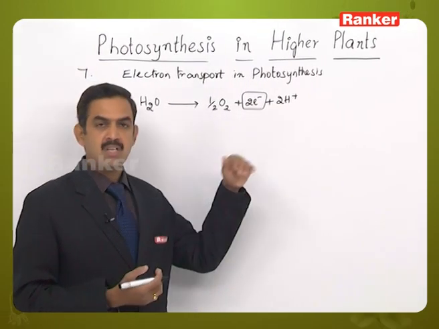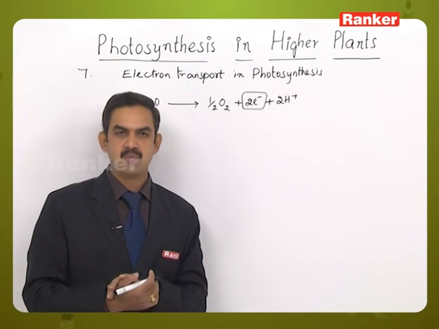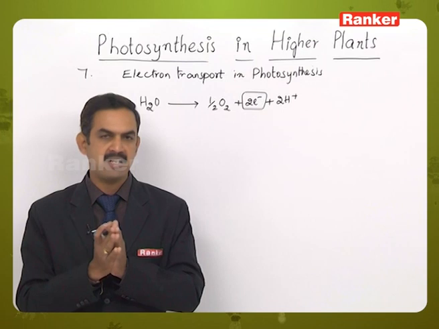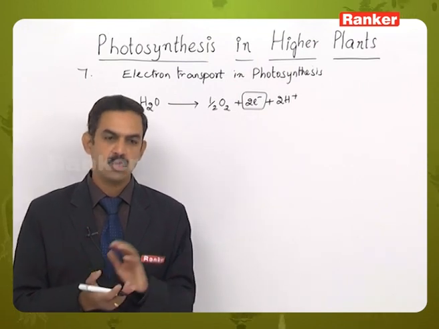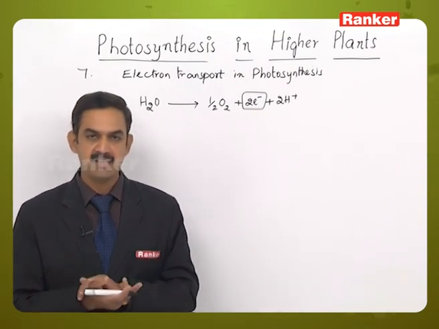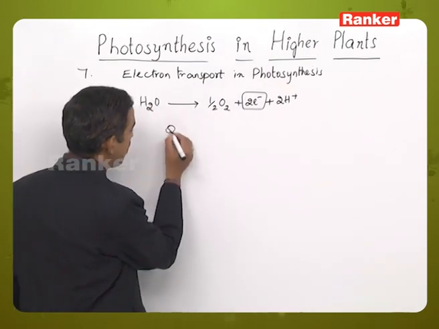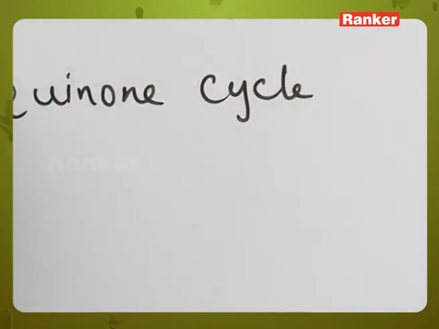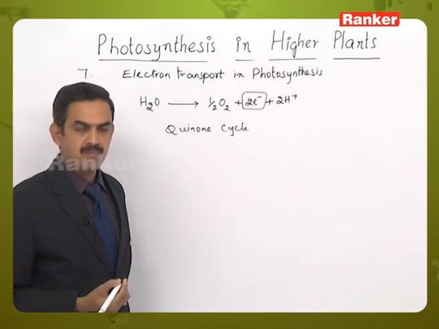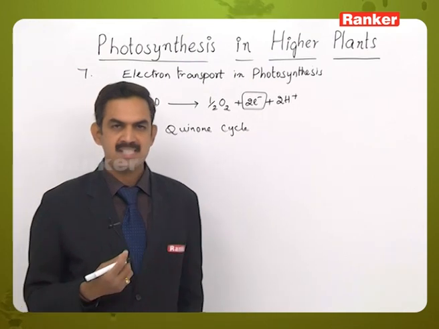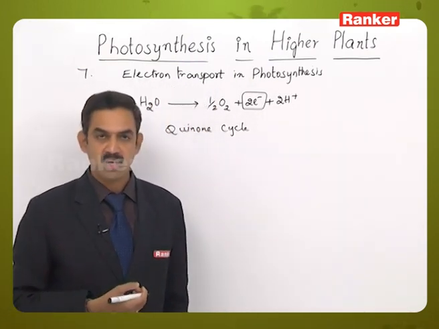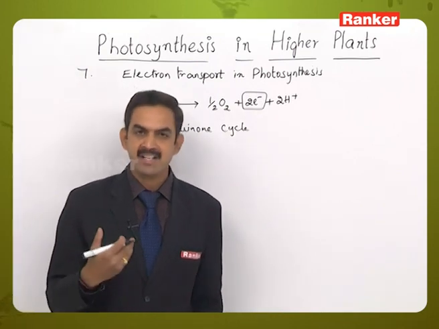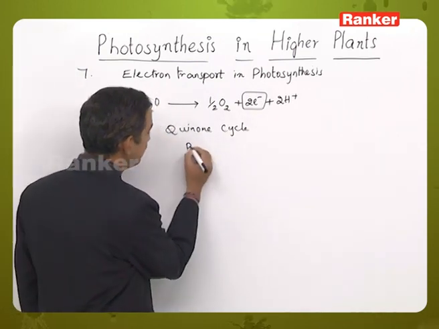So these electrons that have been lost from PS2 will be carried through different electron carriers like pheophytin and some other compounds, cytochromes and also plastoquinone, all these things. So where the quinone cycle will be operated, semi-plastoquinol is accepting those electrons and also the protons from the other side of the membrane of chloroplast and gets reduced, converted into PQH2.